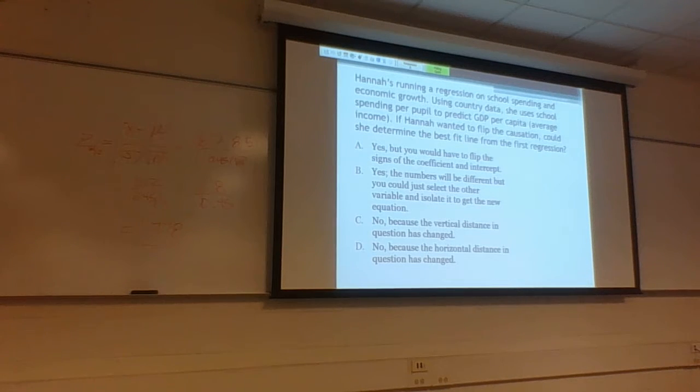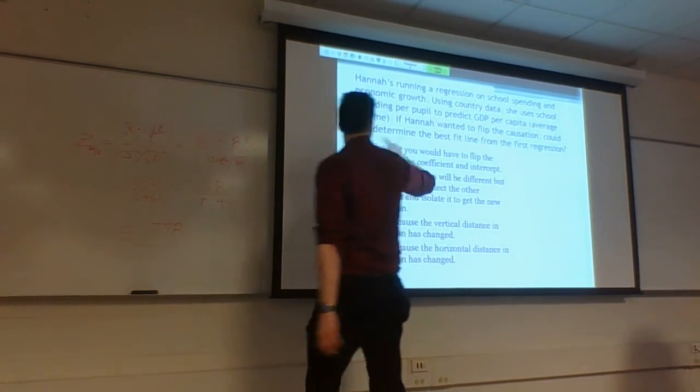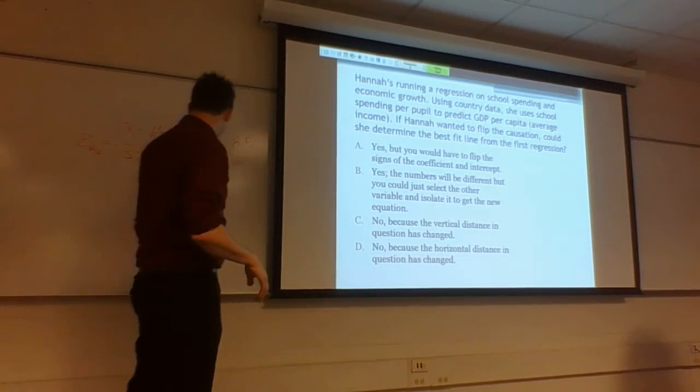All right, let's do this one. Hannah's running a regression of school spending and economic growth. Using country data, she uses school spending per pupil to predict GDP per capita, or average income. If Hannah wanted to flip the causation, as in income causes school spending, could she determine the best fit line from the first regression?